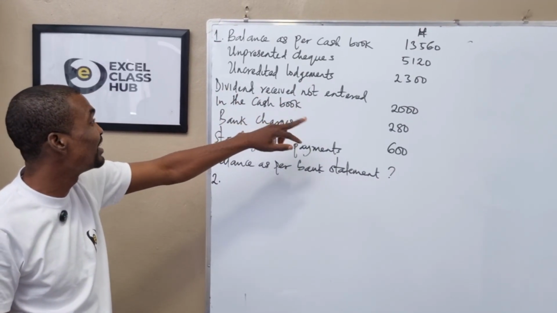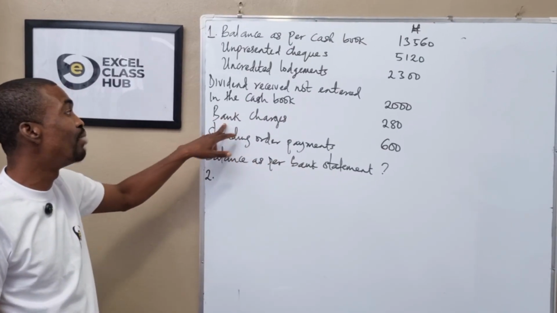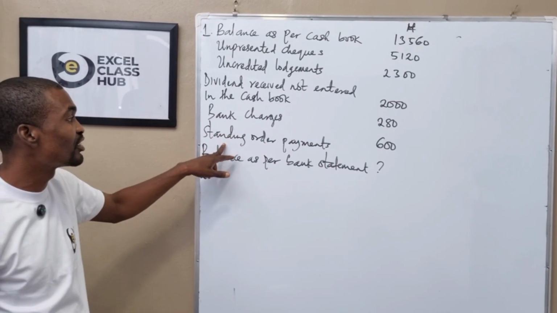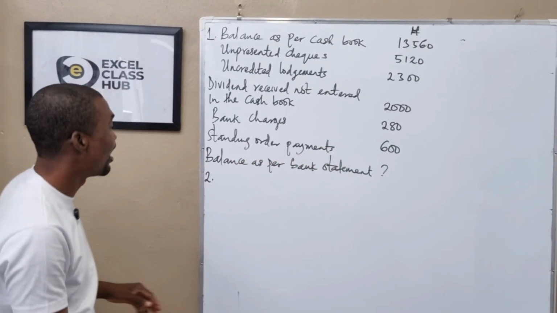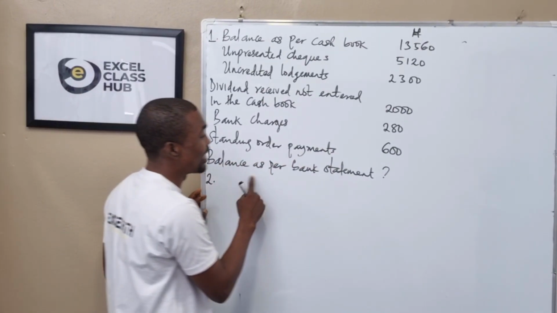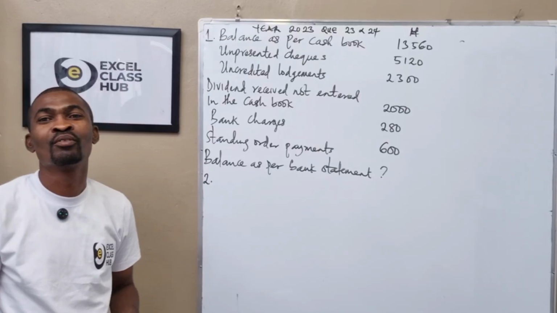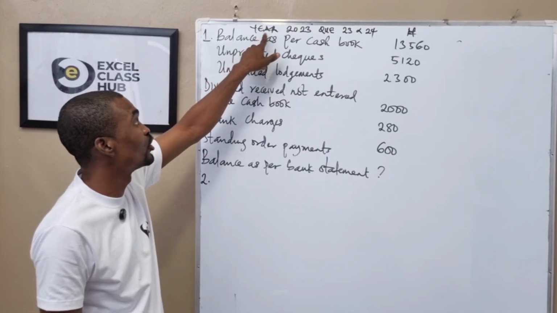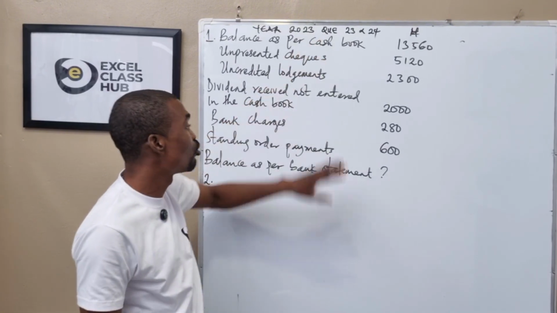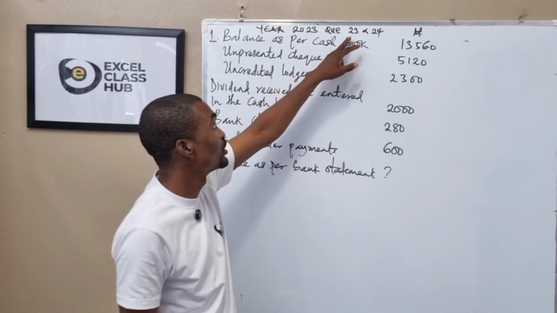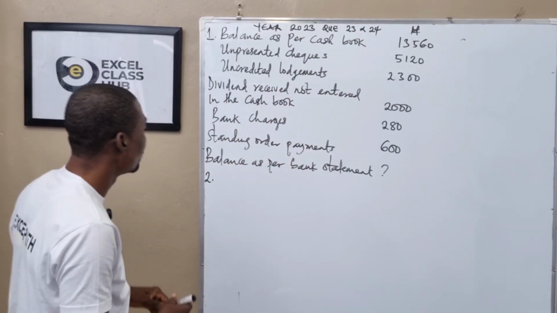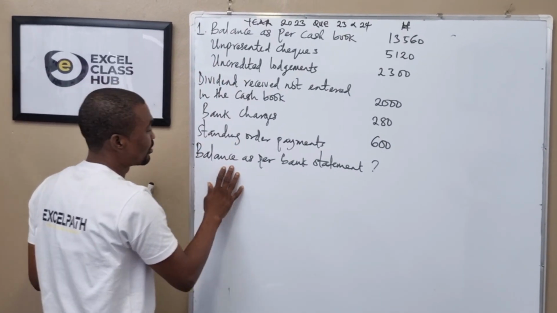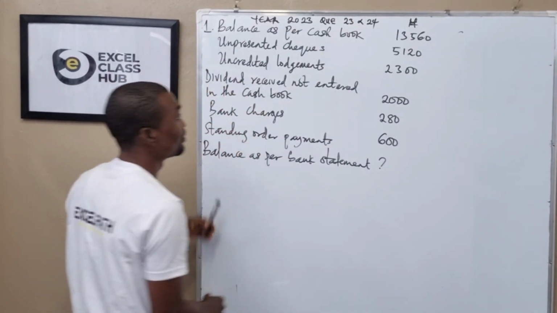Dividend received not entered in the cash book, 2,000. Bank charges, you can also see it as bank commission, 280. Standing order payment, 600. Now, what are we asked to look for? Balance as per bank statement. We are going to be solving this question, as you can see here, 2023. This same question, we are going to use to solve question 23 and 24. So the first question is this. We are asked the balance as per bank statement.